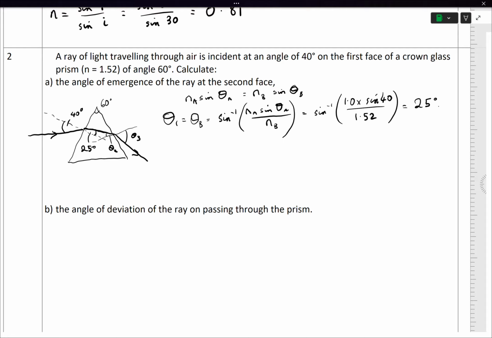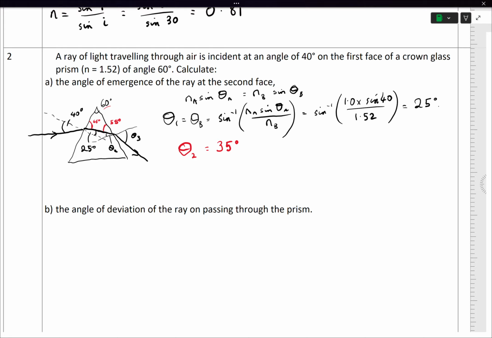Now we need to do a bit of maths with our triangle. If that angle there is 25 degrees, then this angle in here is 90 minus 25, so 65 degrees. If that angle is 65 and this angle is 60, then our third angle in this triangle must be 55 degrees, which means that theta 2, our second angle that we need, has a value of 90 minus 55, so 35 degrees.